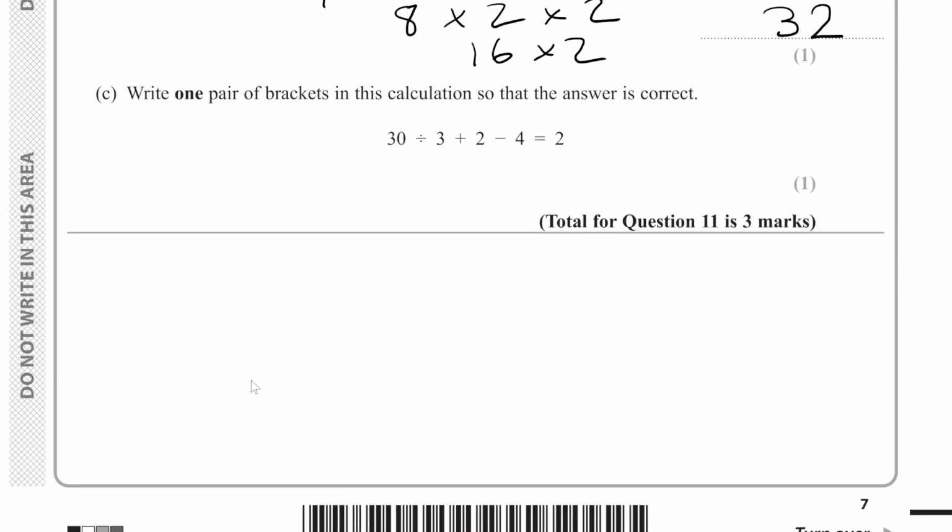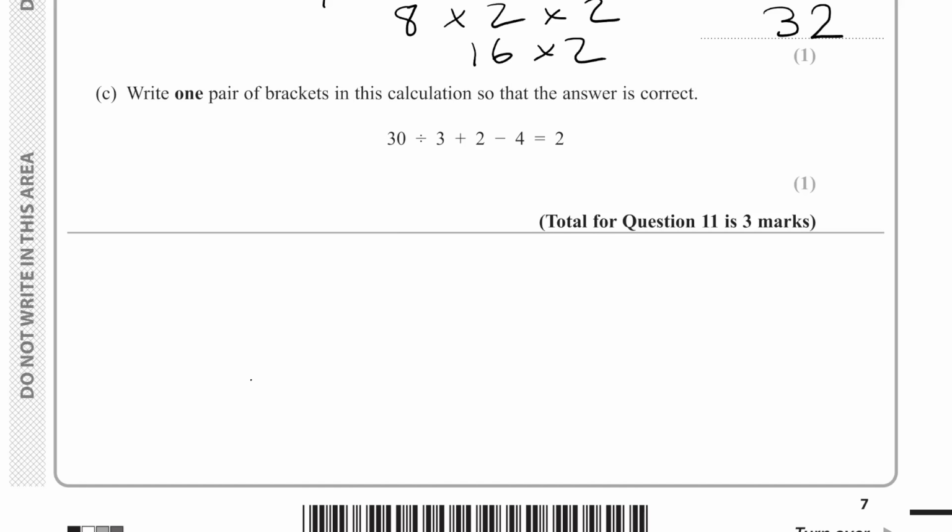Write one pair of brackets in this calculation so the answer is correct. This is a BIDMAS or a BODMAS question. If we did this as it reads, 30 divided by 3 is 10, plus 2 is 12. Take away 4 is 8. So at the moment it's not correct.